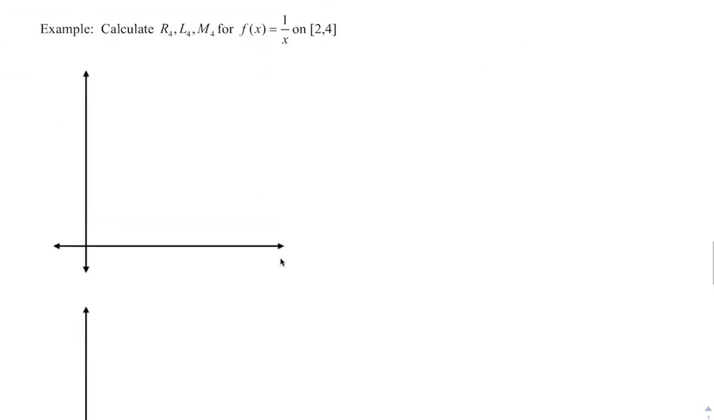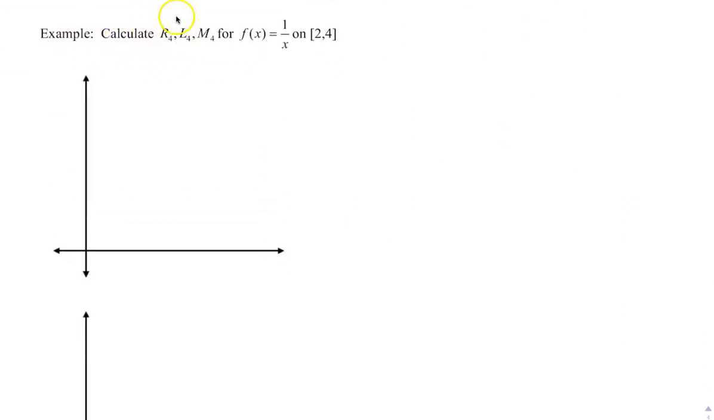Let's do an example. So here, they want to calculate R4, which is a right rectangular sum approximation with 4 rectangles, L4, a left rectangular sum with 4 intervals, and then a midpoint rectangular sum with 4 intervals, on the function f of x equals 1 over x on 2 to 4. And actually, for the sake of ease, let's go from 1 to 5. You'll thank me later.